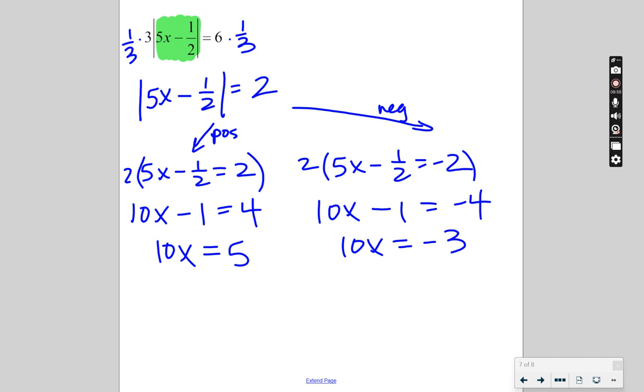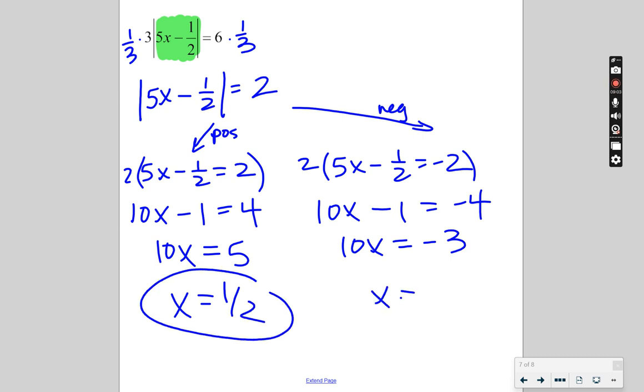Divide by 10, what do I get over here? 1/2. And what about over here? -3. Okay?